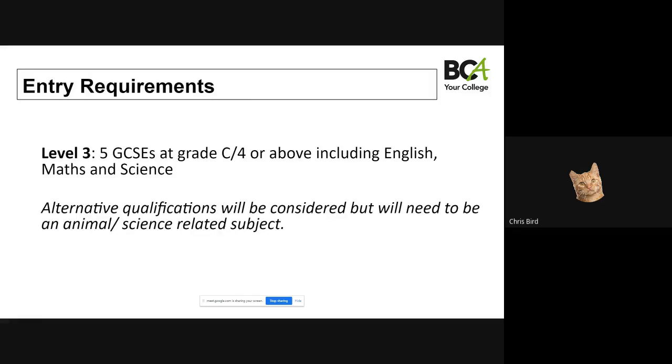Okay, so the entry requirements we look for is 5 GCSEs at grade 4 or above, including maths, English and science. We will look into alternative qualifications as well, so you might have a level 2 in applied science, for instance, as long as that subject is relevant to science.